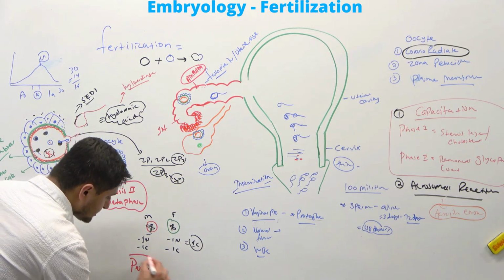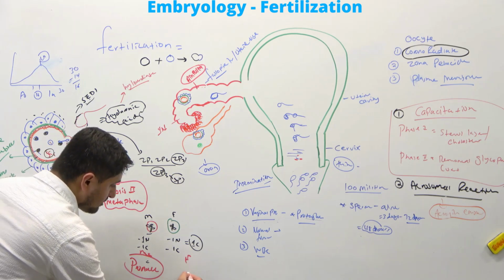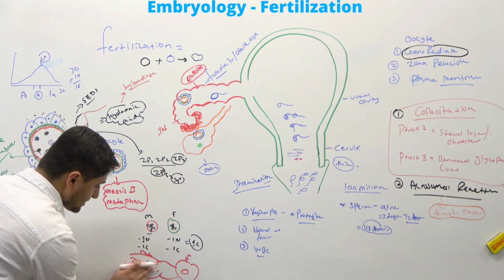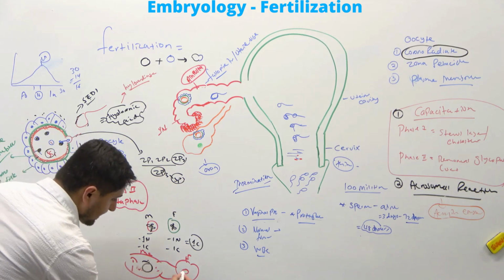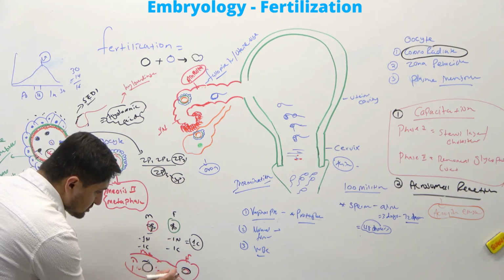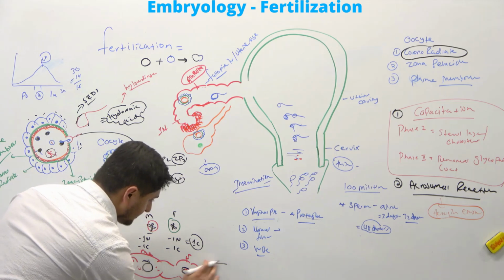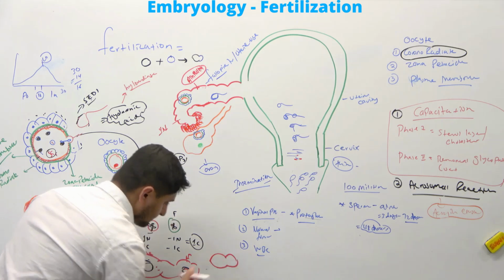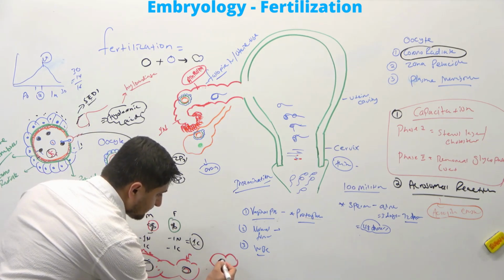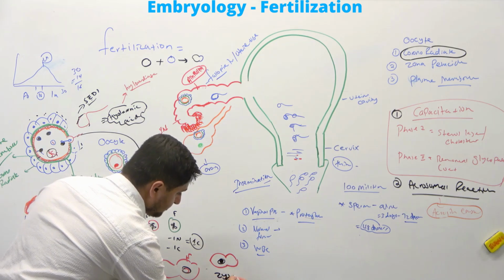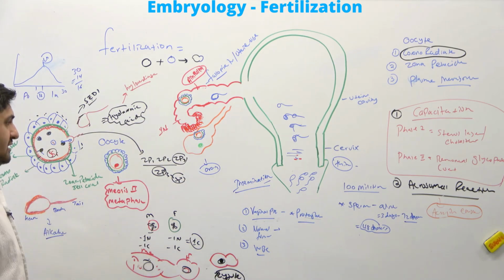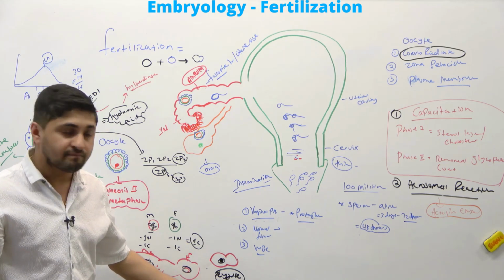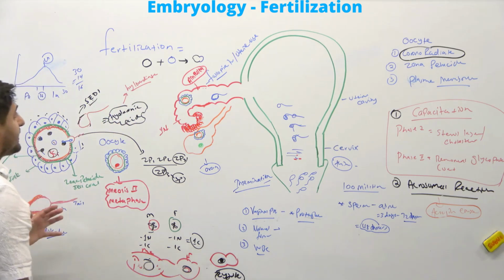Now the male and female pronuclei fuse together like this, and then they make a nucleus, of course. This is what is called your zygote. And a lot of people say that this is the start of a life, right? Now, this is what I have for fertilization.